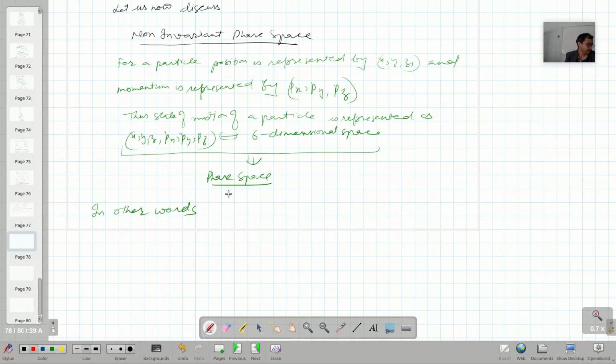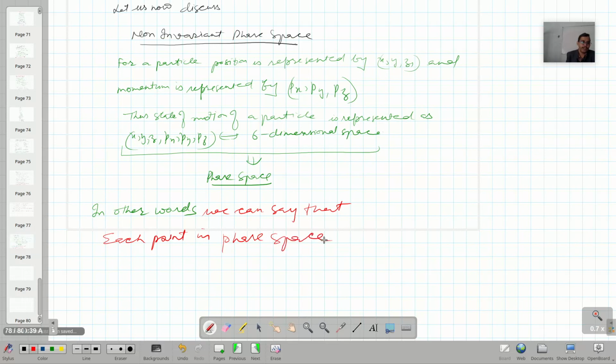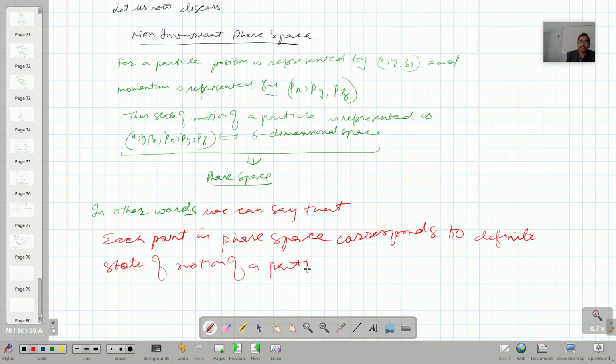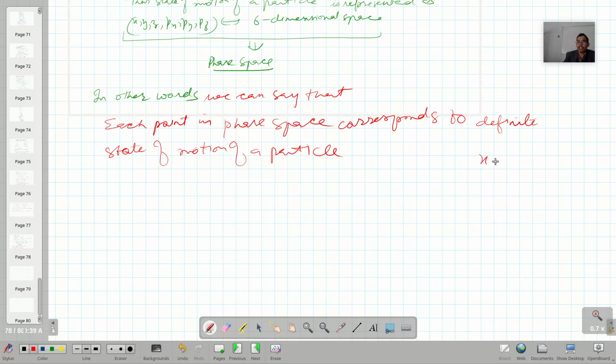In other words, we can say that each point in phase space corresponds to a definite state of motion of a particle, right? Because here I am talking about the position and the momentum collectively, and in quantum mechanics, we talked about position and the momentum collectively.